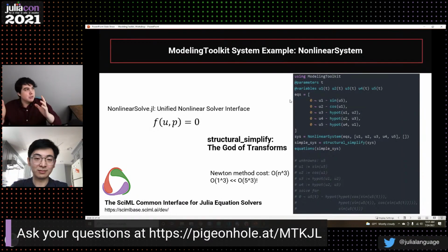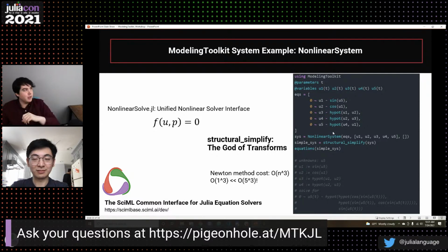Now, what does structural simplify do here? Well, as I mentioned, it's like some god of transformations. It's like what simplify means in its most pure, Greek sculpture form, right? And so let's say you have this as your nonlinear system, right? U1 equals sine of U5, all these things together, right?